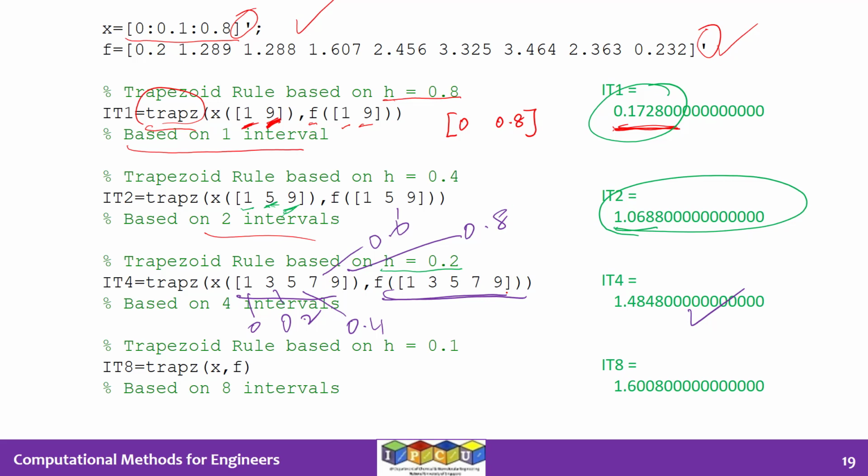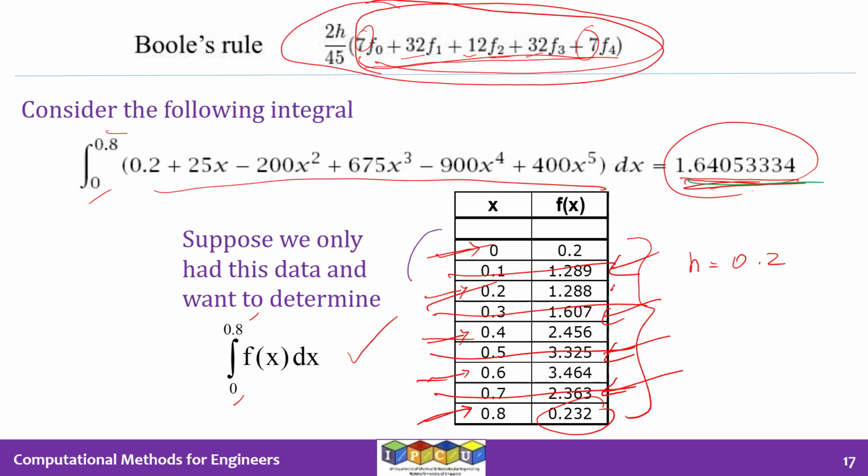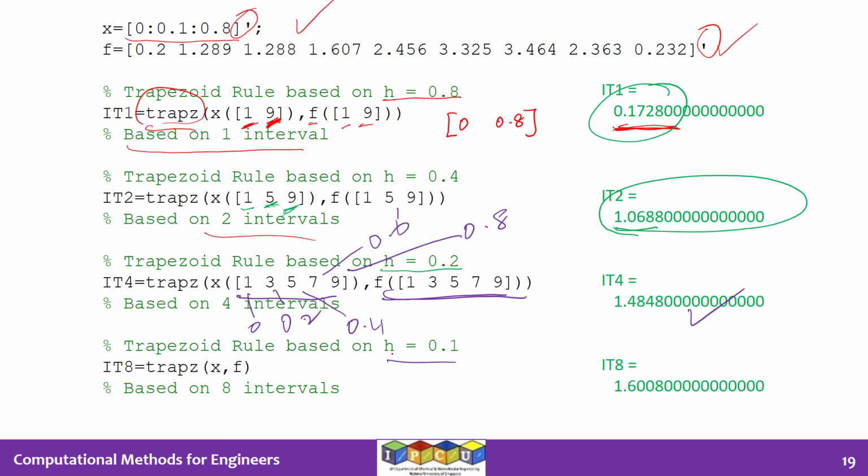So the TRAPZ function is very simple, right? You pick the relevant x values and the corresponding f values. We are done. Now finally, I'm going to use the entire data set. That means I'm going to go for h equal to 0.1, which is what we had in the original data. So far I thought I'd leave out some data points and see if I can get a good estimate of the integral. But as we expect, the more data points you include, the better it is. So now I'm working with h equal to 0.1.